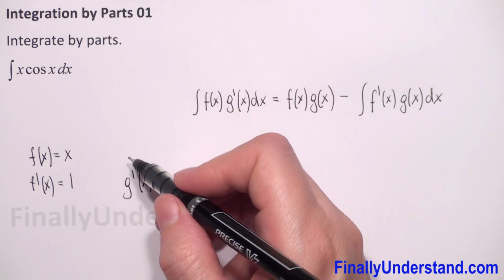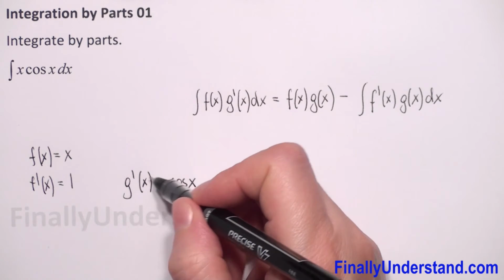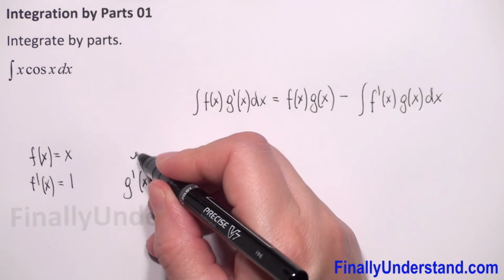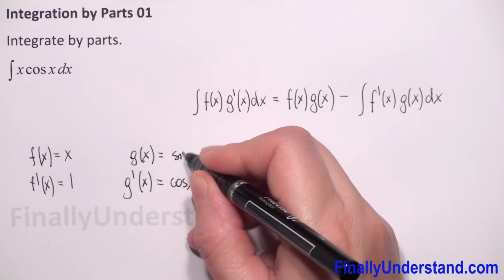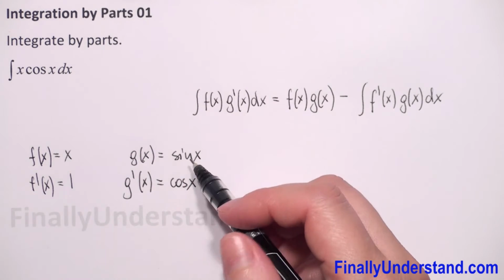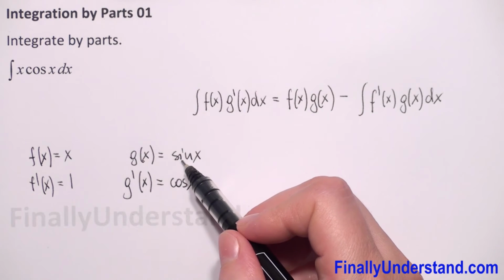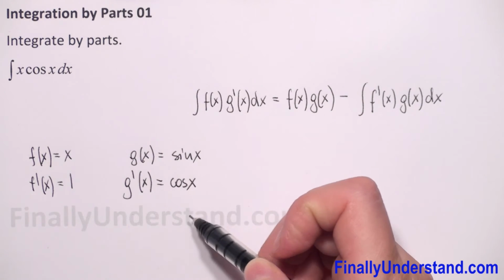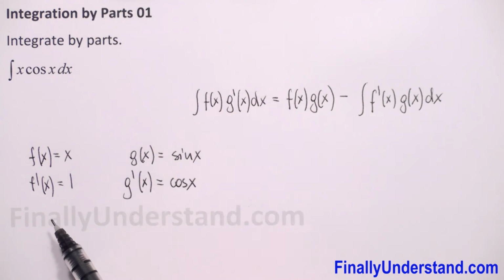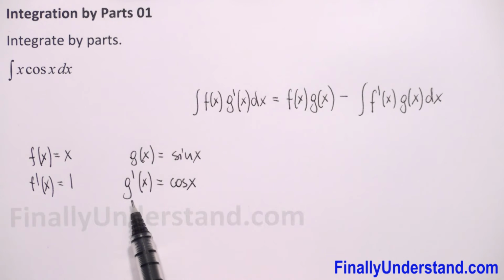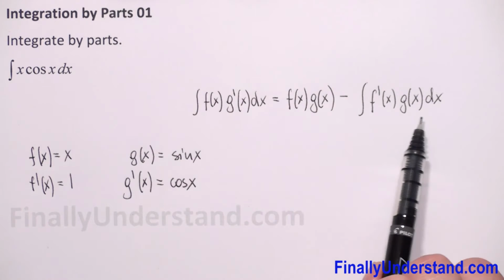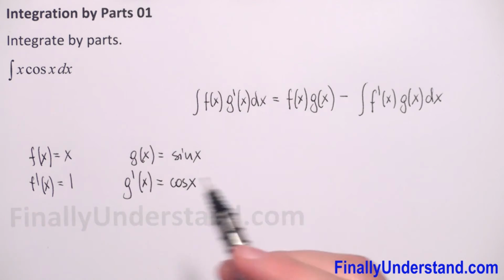So now we need to find the antiderivative of cosine of x. This is equal to sine of x. You can always check: the derivative of sine is cosine. So we have f, g, we have f prime, g prime. So now we can just substitute into our formula.